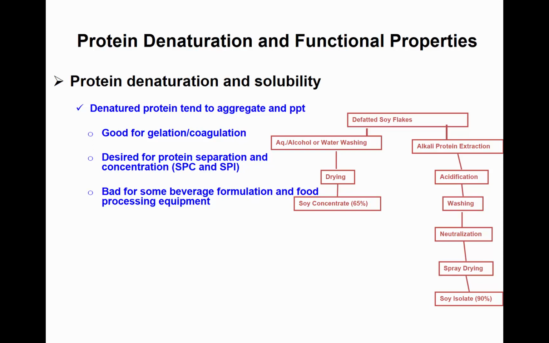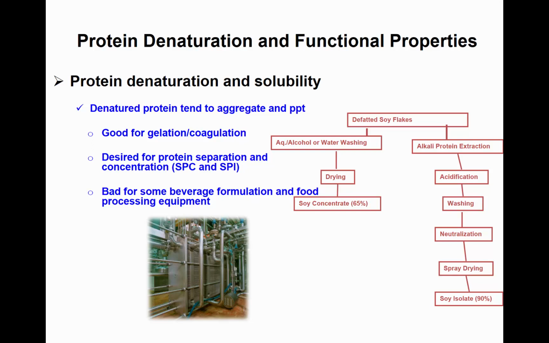Or I can solubilize in aqueous alcohol, where the protein will actually denature and precipitate along with the fiber, and then sugars will be separated in solution. And then I will have a concentrate that is very high in protein, but it still has fiber in it. So there are different protein ingredients that can be produced, knowing the solubility of the protein and under which conditions they will precipitate, we can isolate them from a complex matrix.